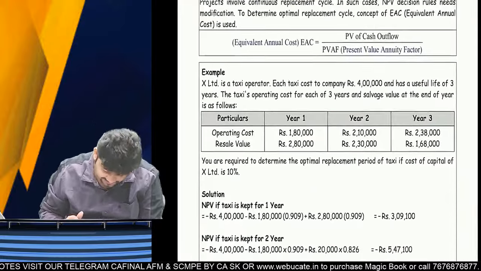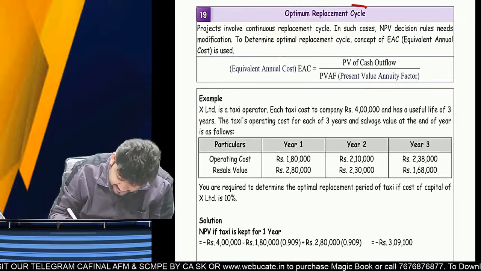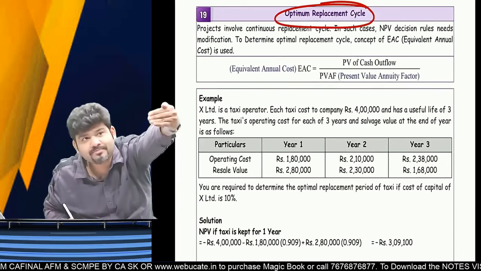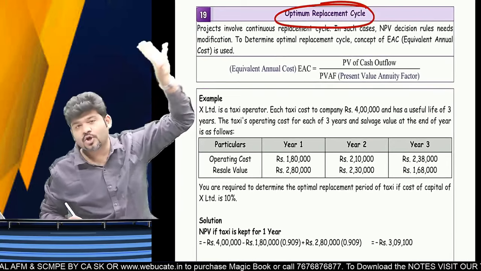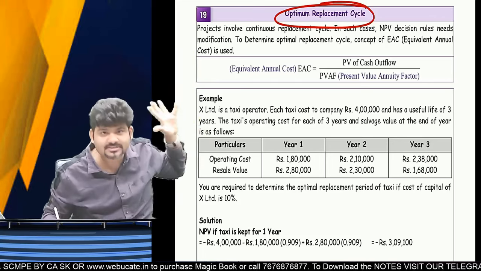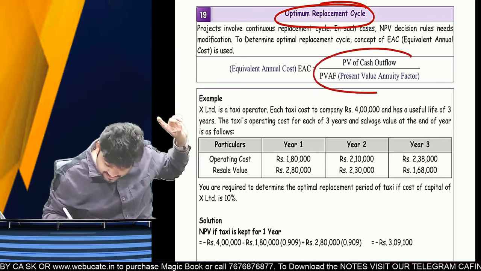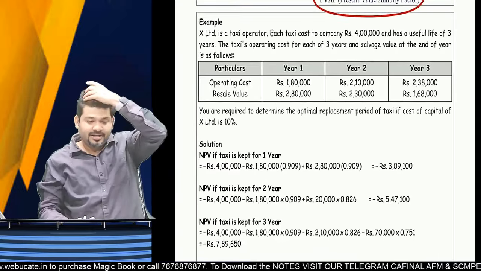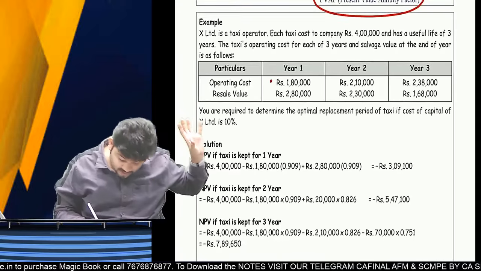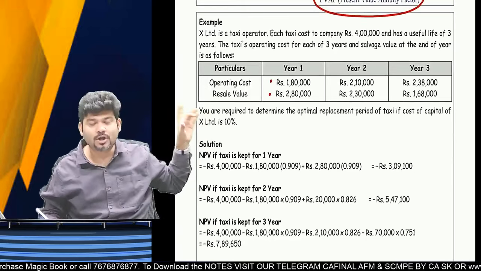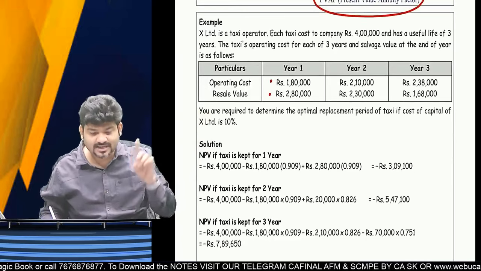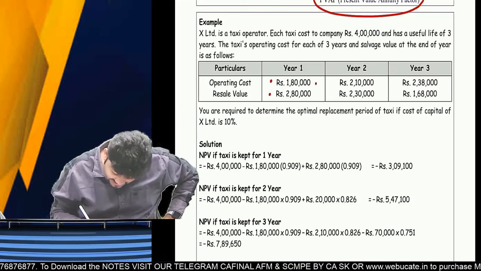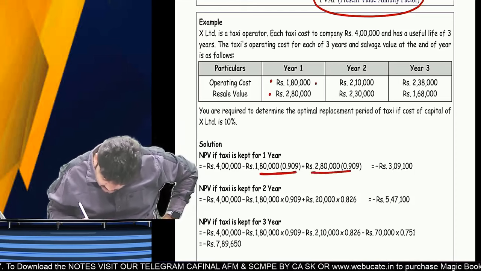The last concept of this chapter is optimum replacement cycle. This is basically when should you replace. When the equated annual cost is the lowest, I will replace. So my present value of cash outflow divided by present value annuity factor. So say I'll just take this example in order to make you understand. I have the operating costs and I have the resale values. Using all of this, so see here, 1,80,000 into 0.909 plus 2,80,000 into 0.09.